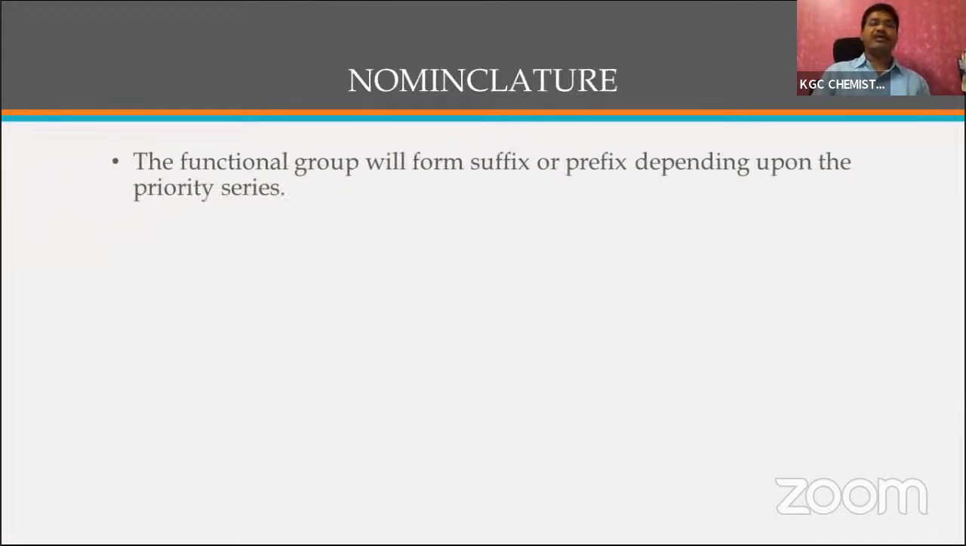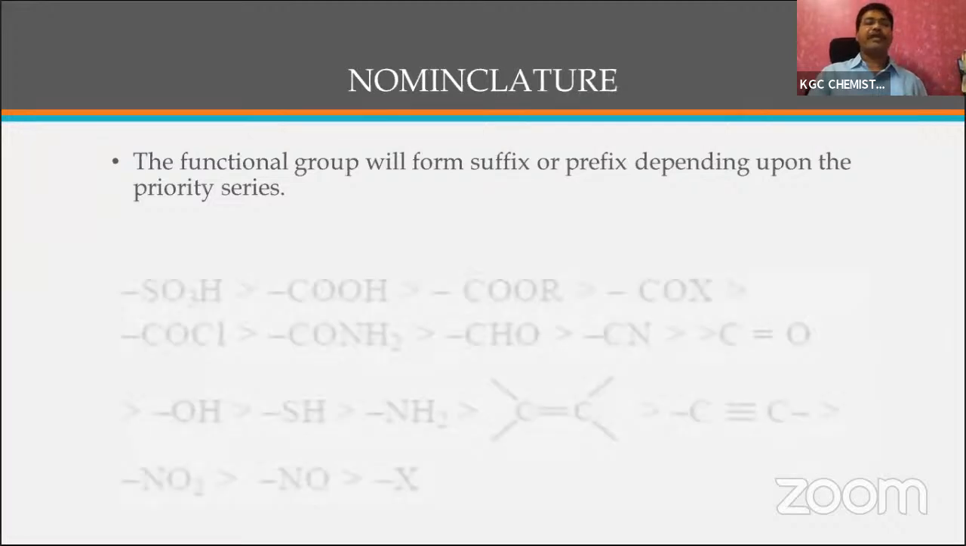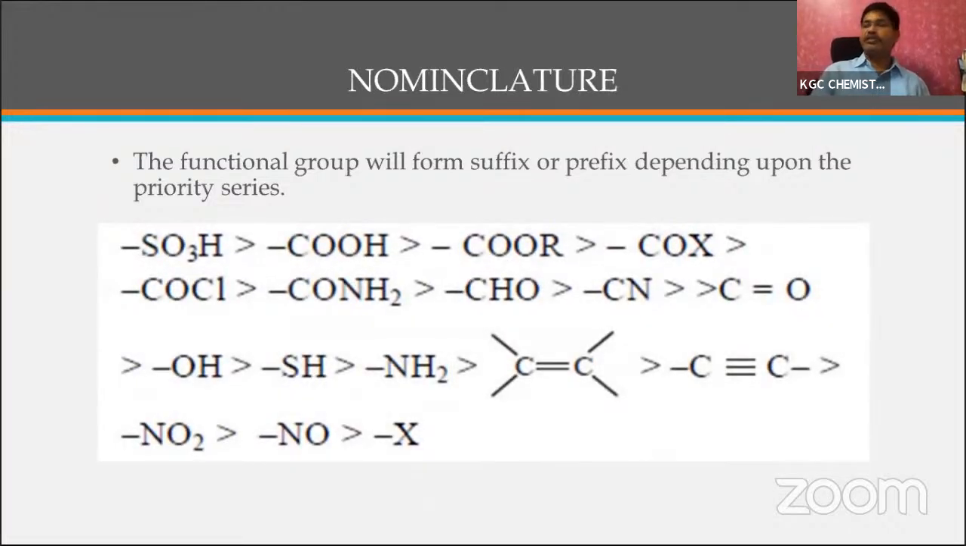Now let us see. The functional group will form a suffix or prefix depending on the priority series. This is going to be the priority series. First, we have to give the priority for sulfonic acid, followed by carboxylic acid, followed by ester.